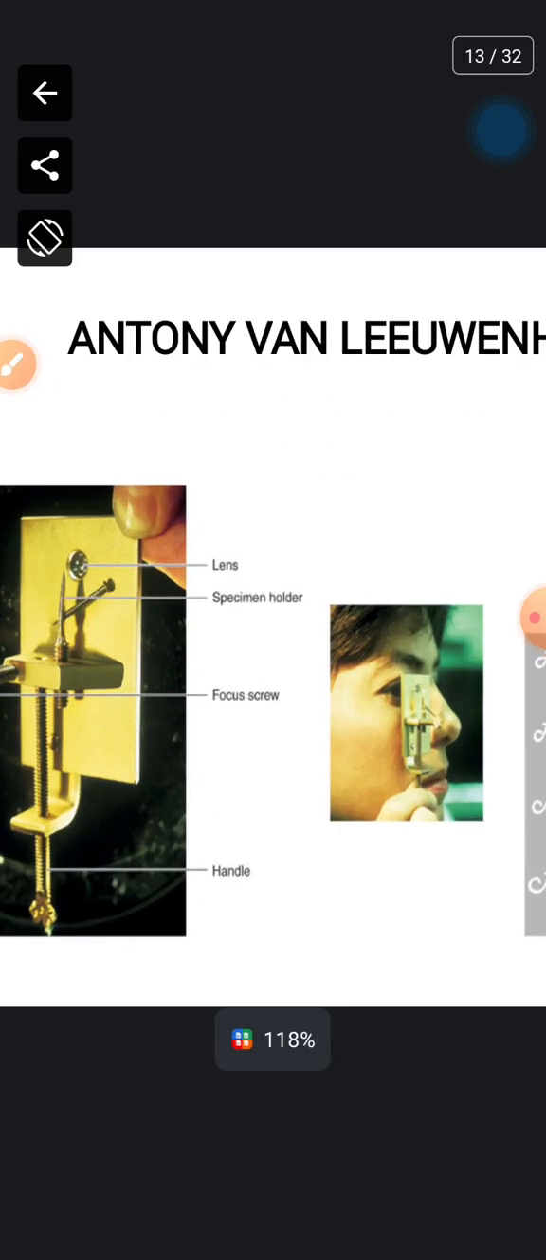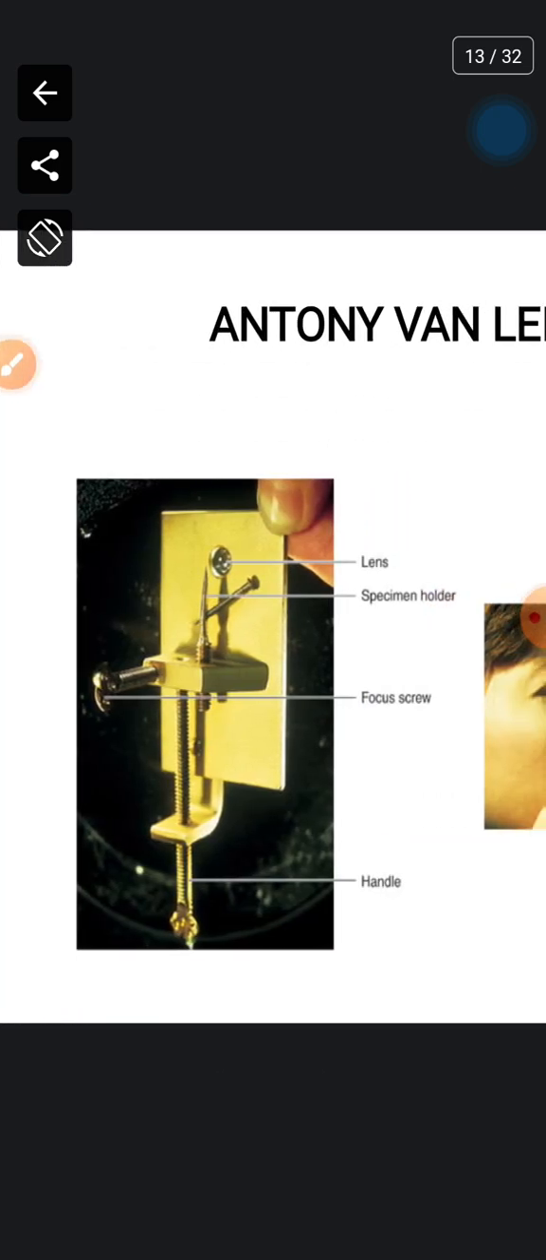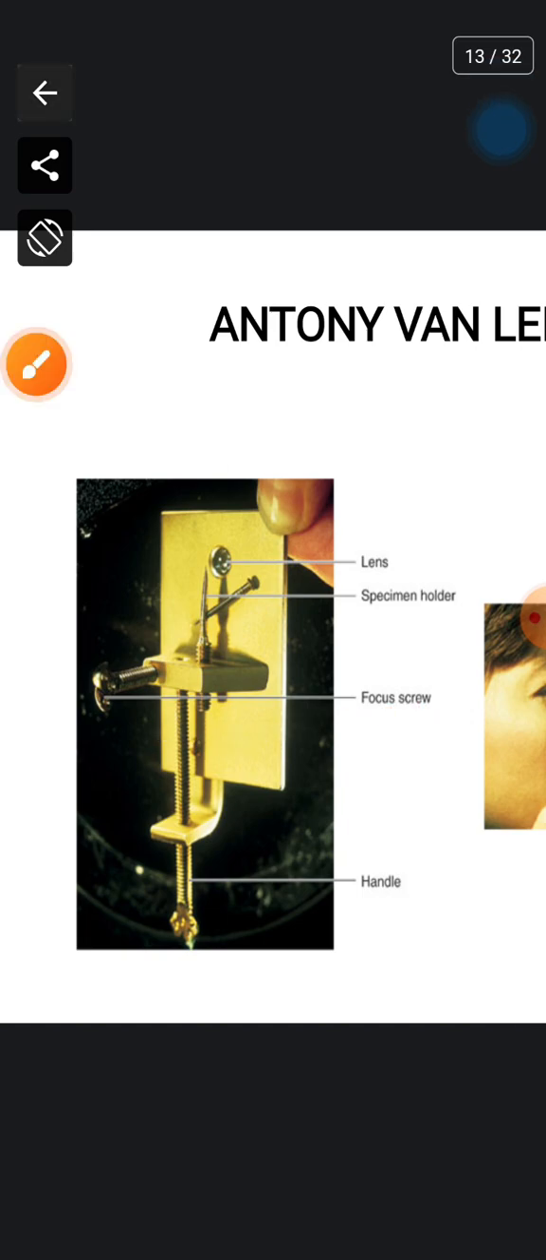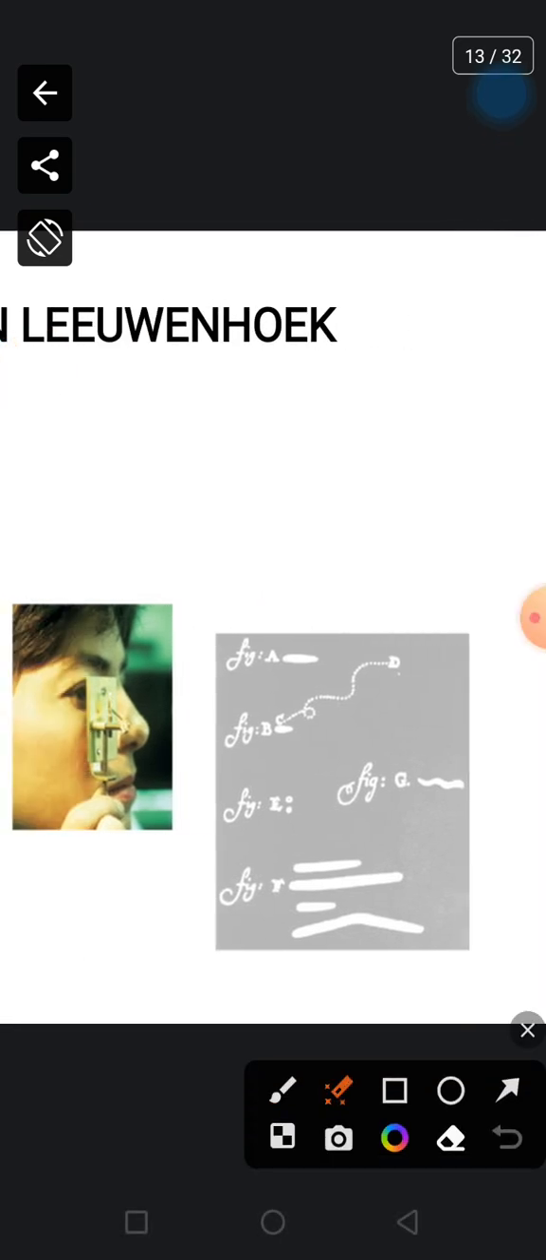Here you can see a picture of his microscope. This is the lens of his microscope, and there is the specimen holder and the focus screw handle. Here you can see how he saw. Under the microscope he saw this kind of picture, some of this shape, some of that shape, and he called all of them animalcules.